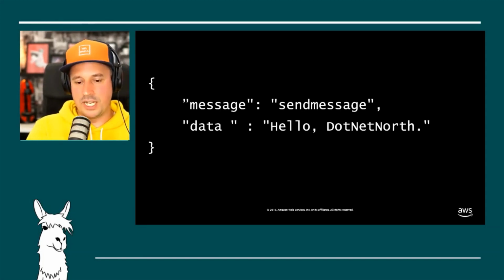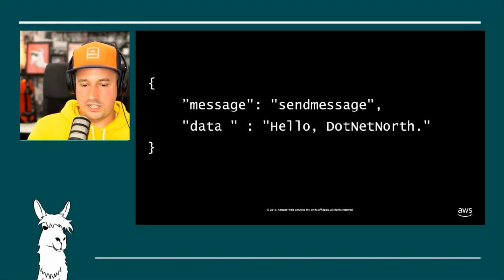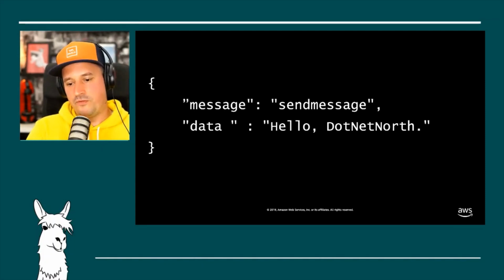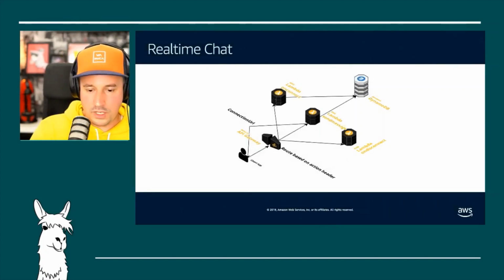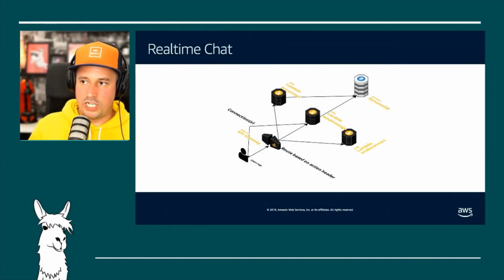So this is going to say send message, so it's going to say, okay, I need to forward this on to, and it's going to look at the send message route, and then it's going to forward that on to the Lambda function called send message, and it's going to pass hello.net north to it. So my architecture looks a little bit like this.